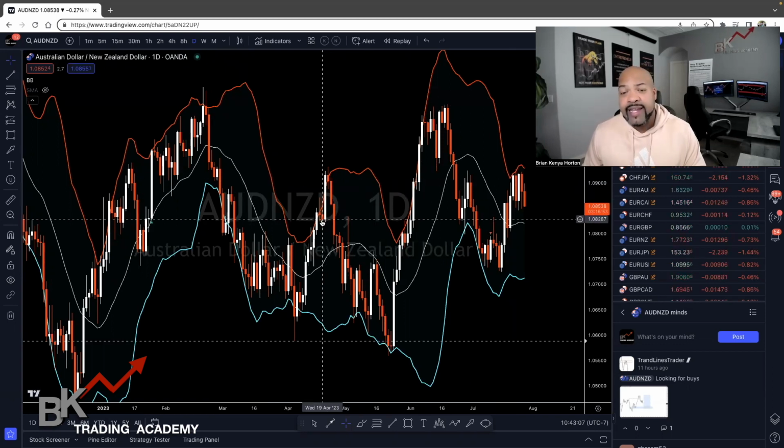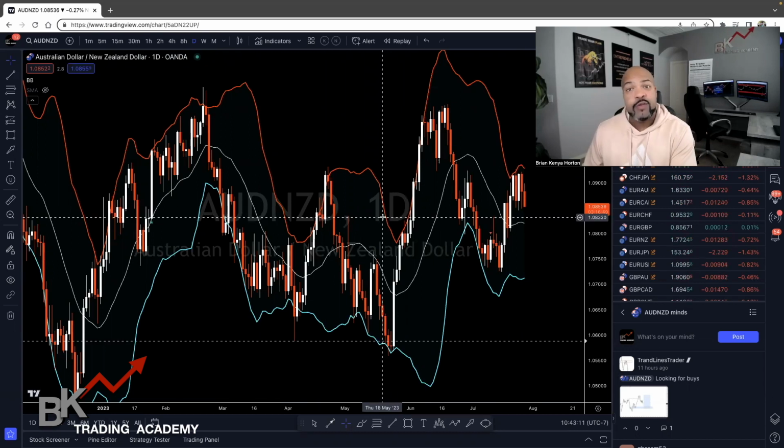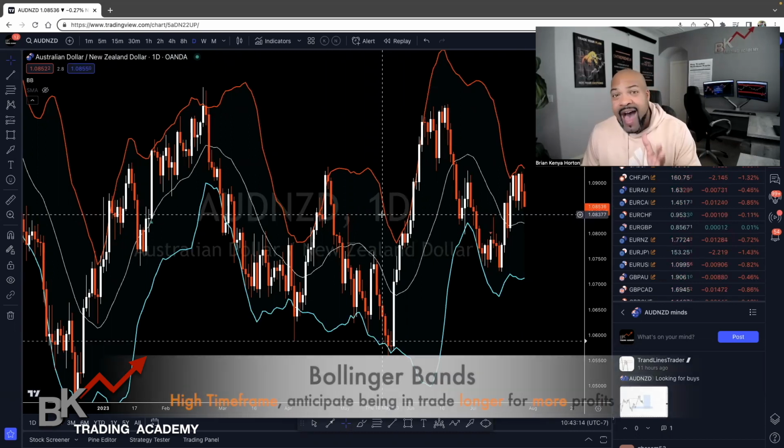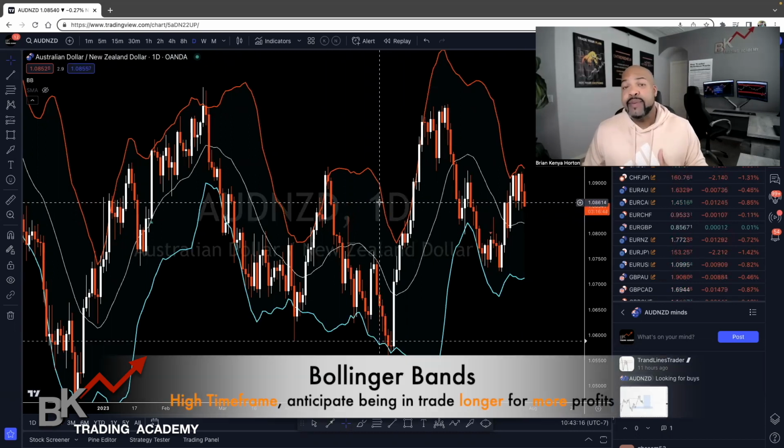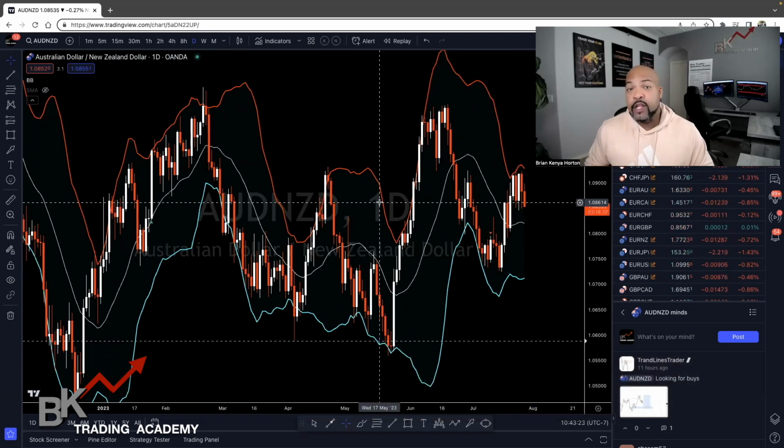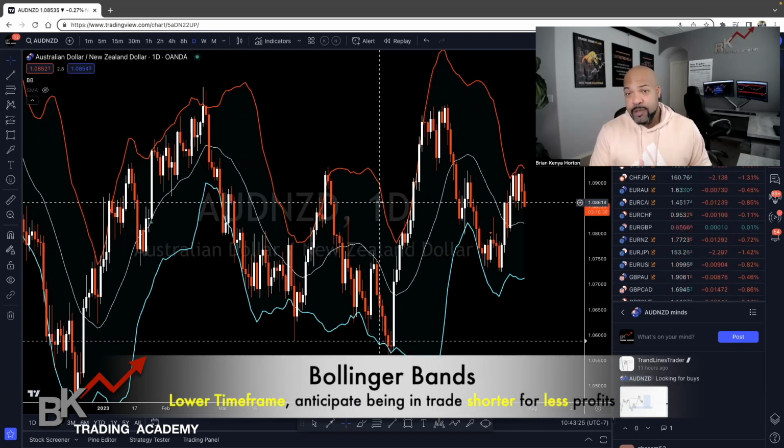We're going to look at AUD/NZD on the daily time frame for the first example. Now this strategy will work for any time frame. Now the higher the time frame, the longer you plan on being in that trade, and the more pips you can rack up until price gets down to your other band or your middle band. The lower the time frame, the faster price is going to get from one band to the other, but you're not going to get as many pips. So just keep that in mind.